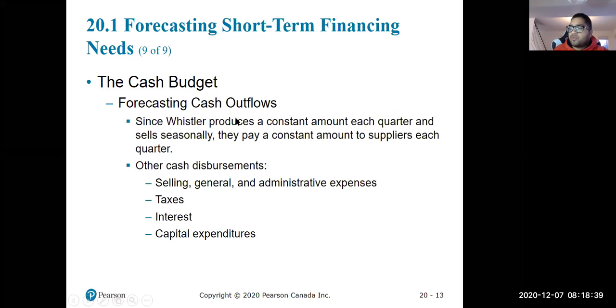Then you also have to forecast cash outflows. So what is forecasting cash outflows? Since Whistler produces a constant amount each quarter and sells seasonally, they pay a constant amount to suppliers each quarter. Generally, spending on selling, general and administrative expenses, taxes, interest, and capital expenditure are all outflows.